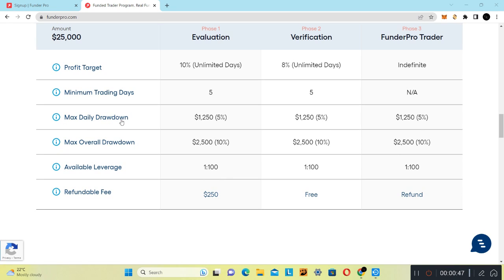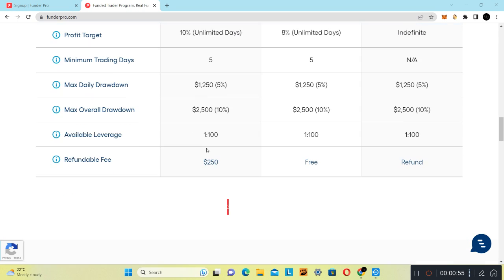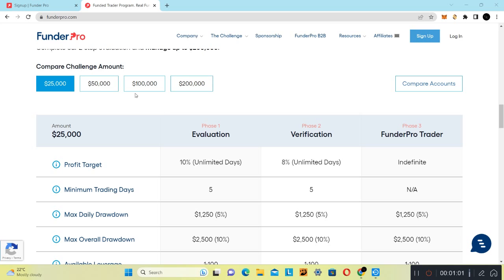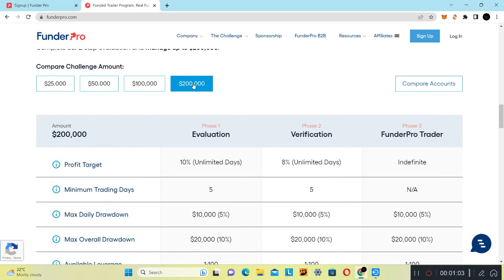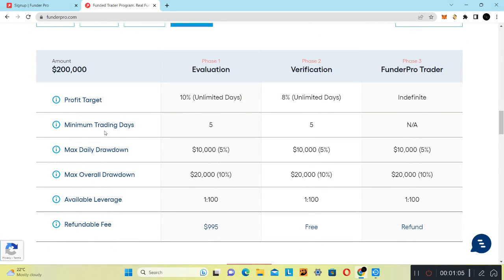So maximum daily drawdown $1,250, and the best part is maximum overall drawdown $2,500. So available leverage is 100x. So overall it is such a great thing. So for example, if you are going for $200,000, same thing is for the $200,000.